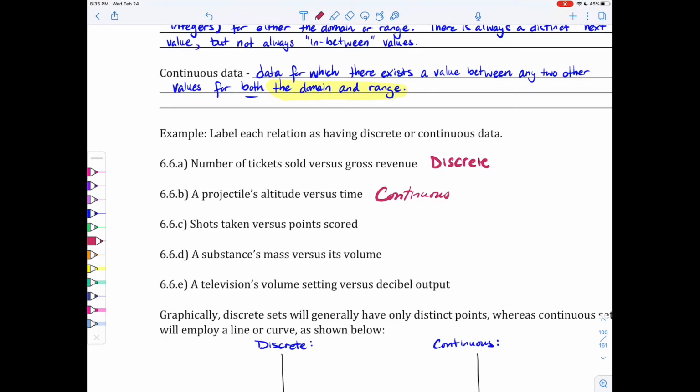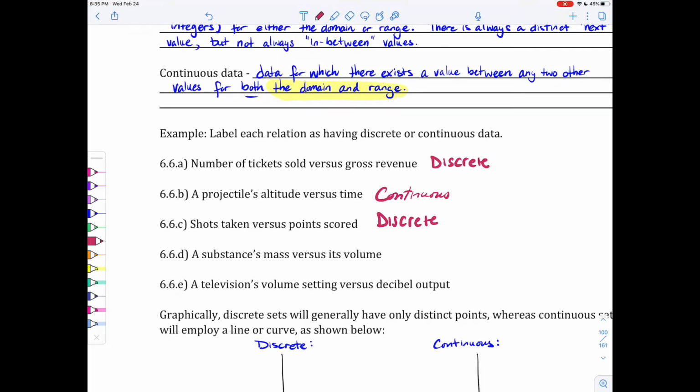But I'm not going to get any decimal I want of points or any decimal I want of shots. Those are discrete whole number values. So for those reasons, this is going to be discrete. In this case, both of our data sets in the relation are discrete. So this whole relation would be discrete as well.